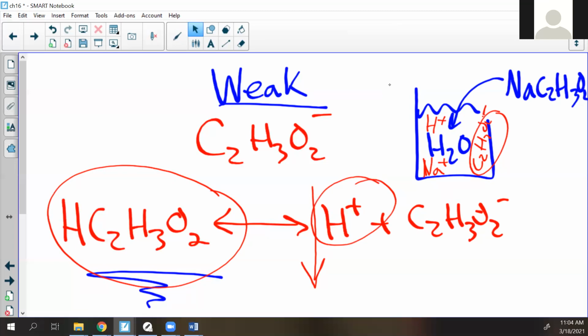So it's kind of interesting. I can have just plain water and I can make it basic without adding an acid or a base. I can add the conjugate of something that's weak and let chemistry make it an acid or a base. And we're going to do that a ton in chapter 16.